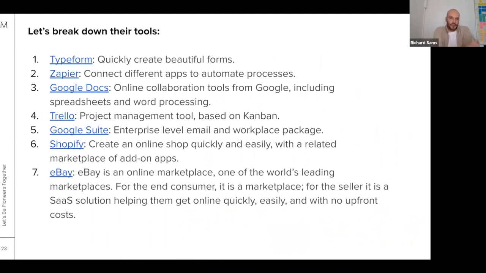Okay, so their tools. Typeform, they're quickly creating beautiful forms. Zapier, they're connecting different apps to automate the processes. Google Docs, online collaboration tool from Google, including spreadsheets and word processing. Trello is a project management tool based on the Kanban methodology. Google Suite is enterprise level email and workplace. Shopify, you can create an online store quickly and easily with a related marketplace of add-on apps. And then eBay, obviously it's one of the world's leading marketplaces. And for the end customer, it's a software as a service system, helping them get online quickly and easily with no upfront costs for the seller.